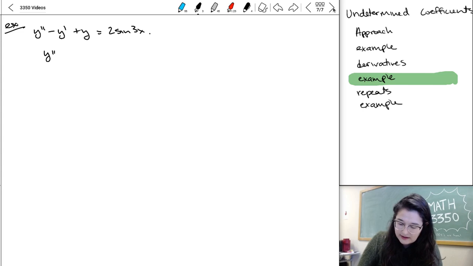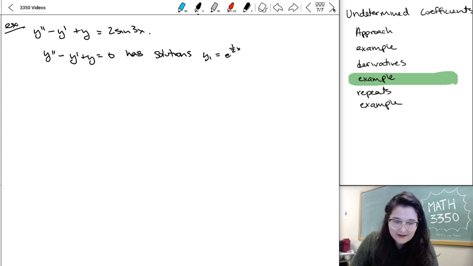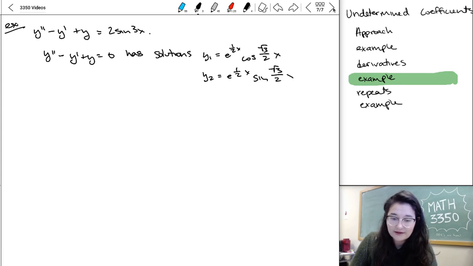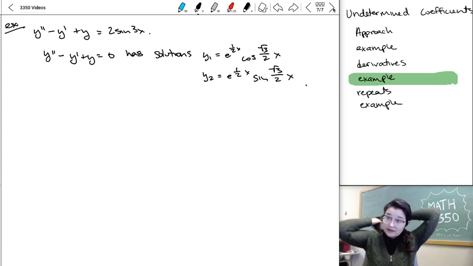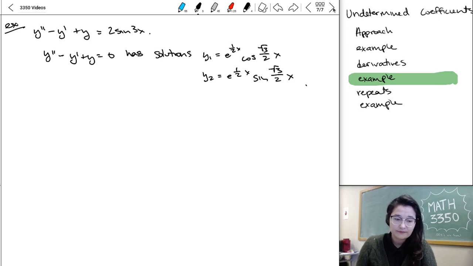Note for us is that y double prime minus y prime plus y equals 0 has solutions y1 equal to e to the 1/2 x cosine root 3 over 2 x, and y2 equal to e to the 1/2 x sine root 3 over 2 x. And again, you would find that using the constant coefficient approach if it wasn't given to you, because we'll need it to write our general solution.